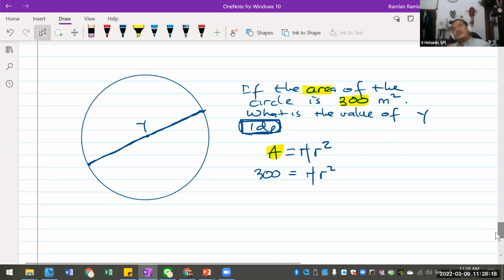Oke, saya minta minimal 3 orang yang bisa jawab ini baru kita selesai. Harus ada yang bisa jawab. Perwakilan minimal. Oke.